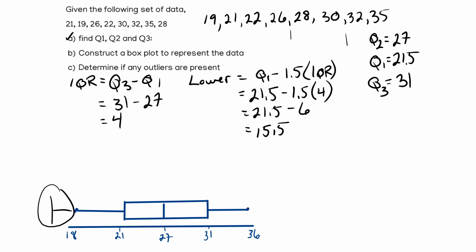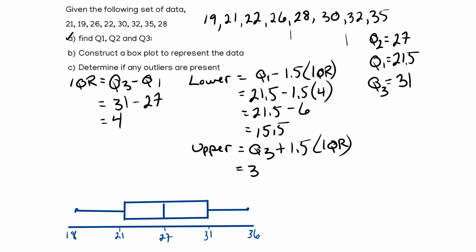So because we're well below the smallest piece of data here at 19, we know that we don't have a lower outlier. Now let's look at the upper limit. This time it's Q3 plus 1.5 times the IQR, which is 31 plus 1.5 times 4, which is 6. So we're at 37. In this case, our data went up to only 35. 37 is up here, so we're still inside the fence. That tells us that we have no outliers.